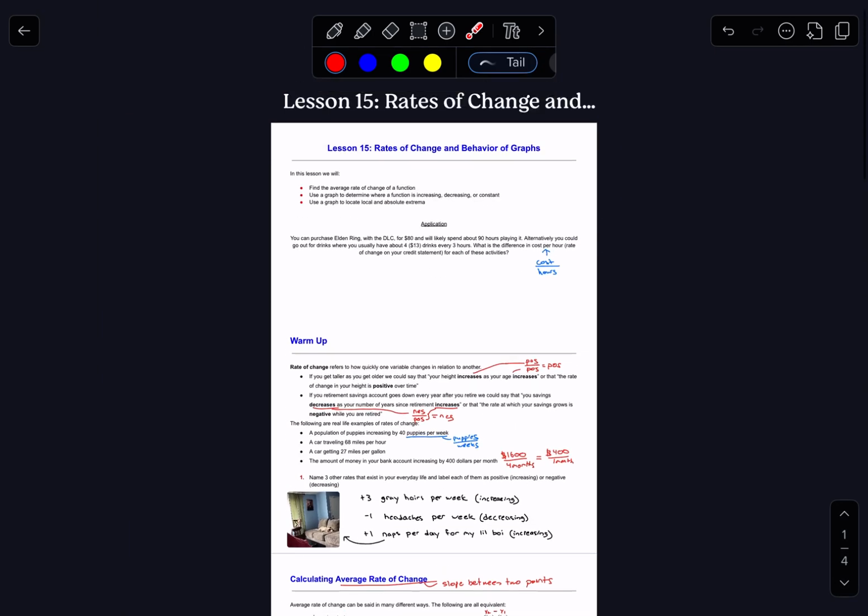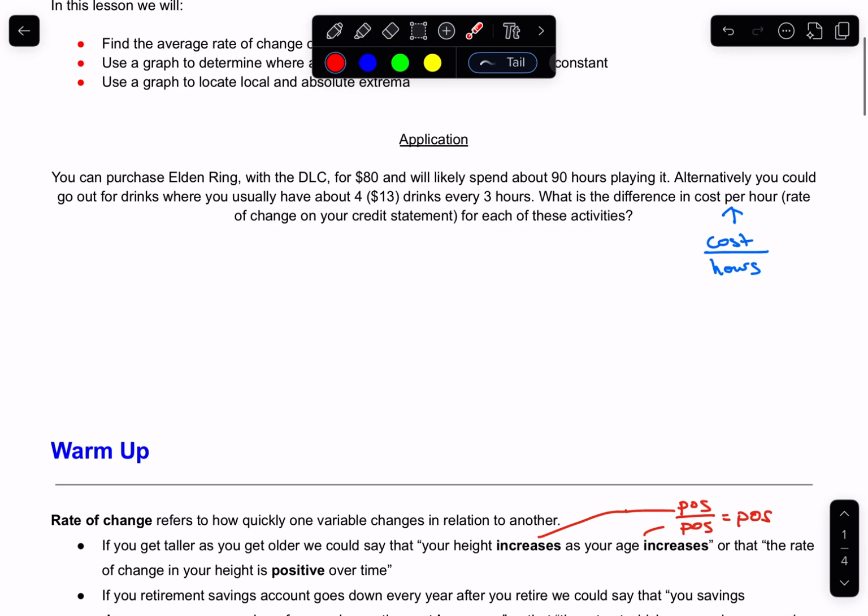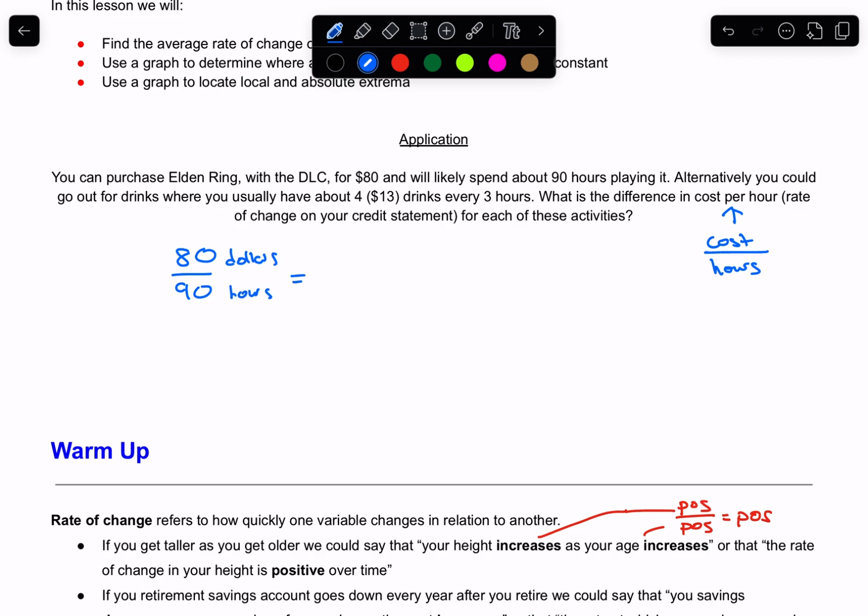All right, now let's go see how good of a deal Elden Ring was real quick. So if I paid $80 for Elden Ring and got 90 hours of fun out of it, 80 over 90, where this is dollars divided by hours, comes out to about $0.89 per hour. Okay, where dollars per hour is dollars again divided by hours.